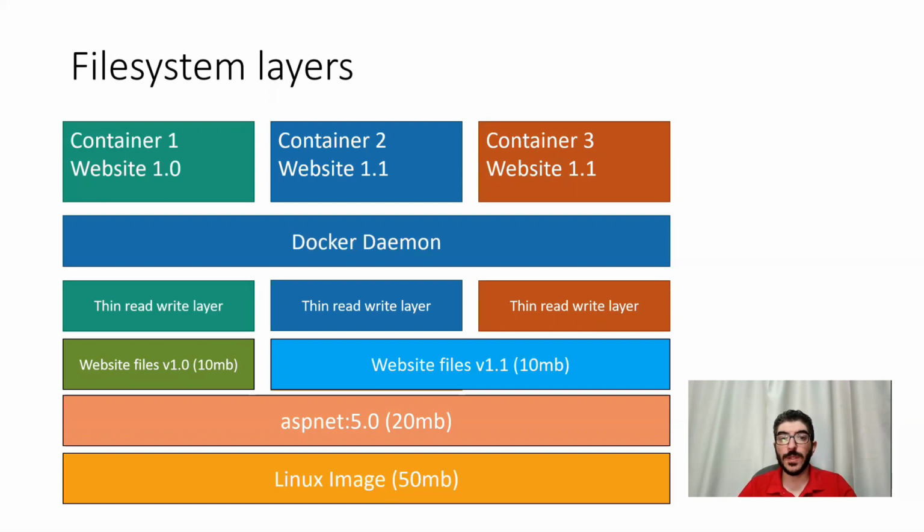It is reusing the same layers. It didn't add anything extra to the storage other than the thin read-write layer, which is 0 size until we start writing to it. So as you can see, Docker or containers in general are very efficient in using the file system storage. It is reusing whatever files that we can reuse from other images.